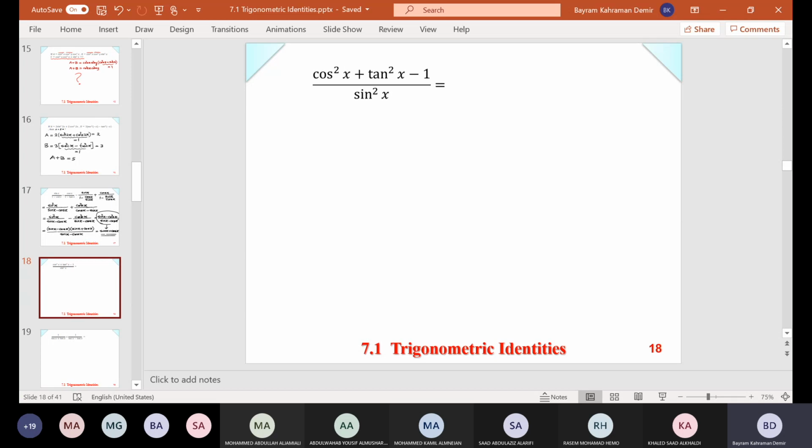Next. Let's try to simplify this: cosine squared x plus tangent squared x minus 1, divided by sine squared of x. Okay. So what do you think?